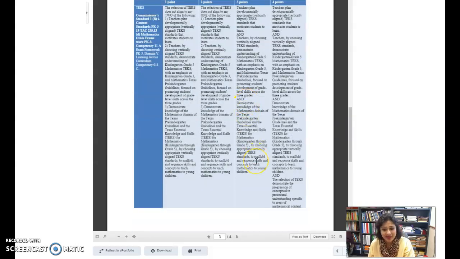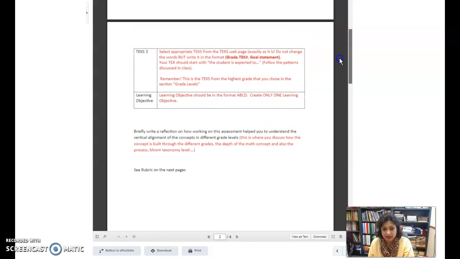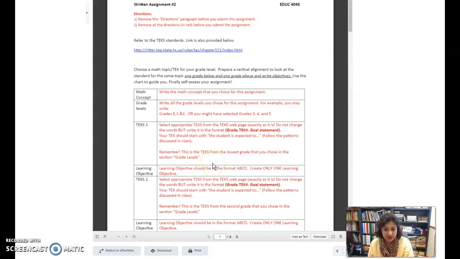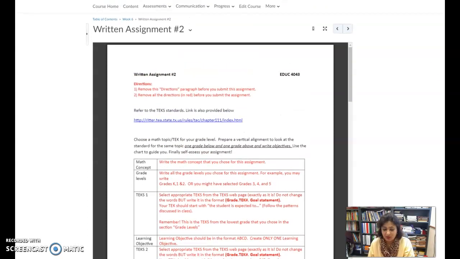If you have any questions, don't hesitate to ask. I look forward to reading your TEKS and your objectives and how you are analyzing them. This section, the one on the reflection, is very important because it shows me whether you guys have really thought about these things or not. We will practice writing objectives and TEKS in class also. And if you have any questions, as always, I am here.